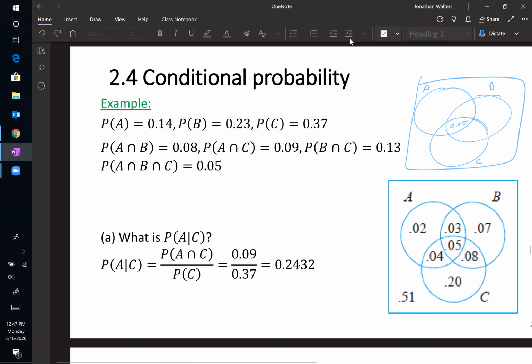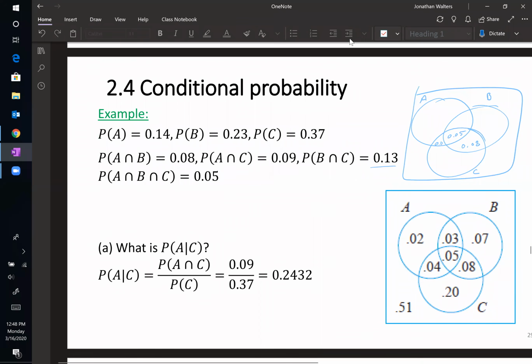Now, you know in A intersect B that you have 0.08, so A intersect B should be right here. So you should have 0.08, and then A intersect C, you should have 0.09, and B intersect C, you should have 0.13. So B intersect C would be these two. I have 0.05 here, which means I have 0.08 here, because in total they should be 0.13. Then A intersect C would be 0.09. I have 0.05 here. That means this needs to be 0.04.